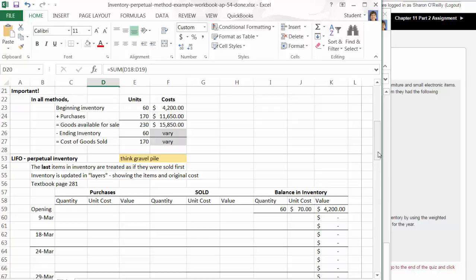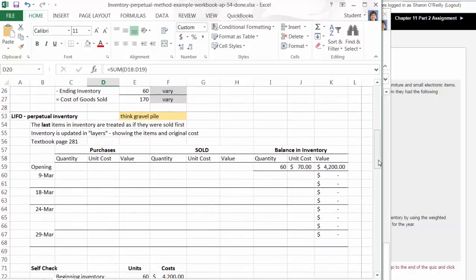Under the last in, first out method, the last items in inventory are treated as if they were sold first. Think of a vendor that sells gravel. The vendor starts out with a heap of gravel. As items are purchased, they get dumped on top. As items are sold, they're scooped off the top. So the very last items that were put in inventory are taken away first. That's the basic approach with LIFO valuation.